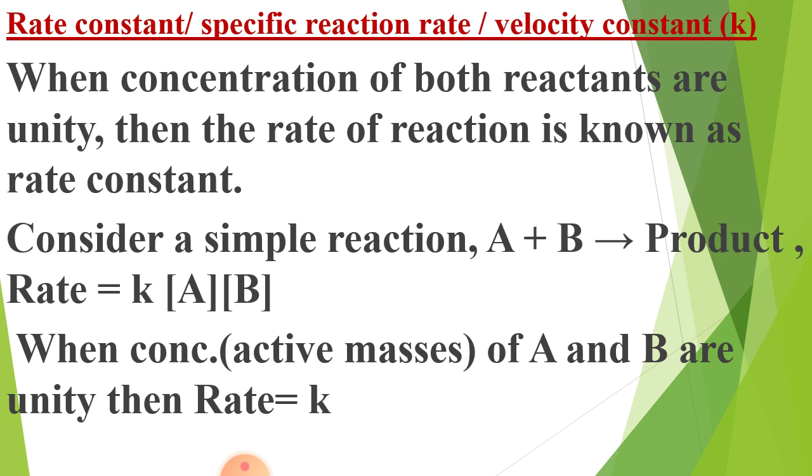Now to explain this, consider a simple reaction A plus B. A plus B are reactants. This will give a product. For this we can write the rate equal to K, concentration of A to the power 1, concentration of B to the power 1. When the concentration, that is also known as active mass according to law of mass action, of A and B are unity, that is 1, in that condition rate is equal to K. So like that you can define the rate of reaction in terms of rate constant.